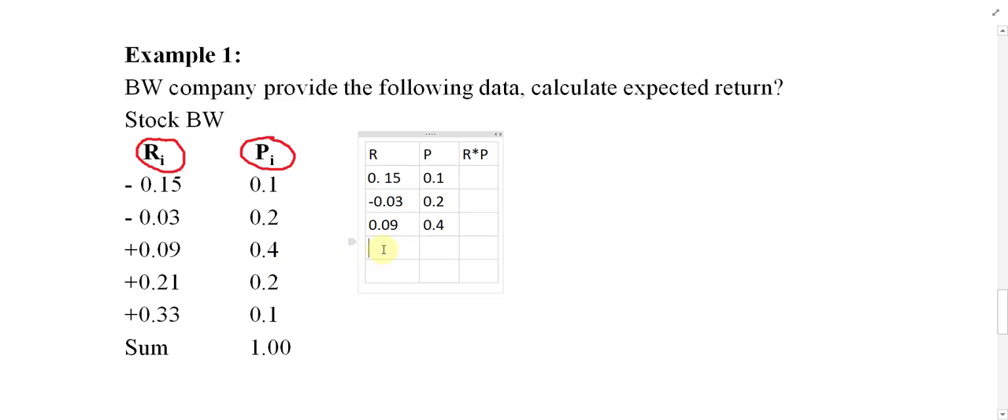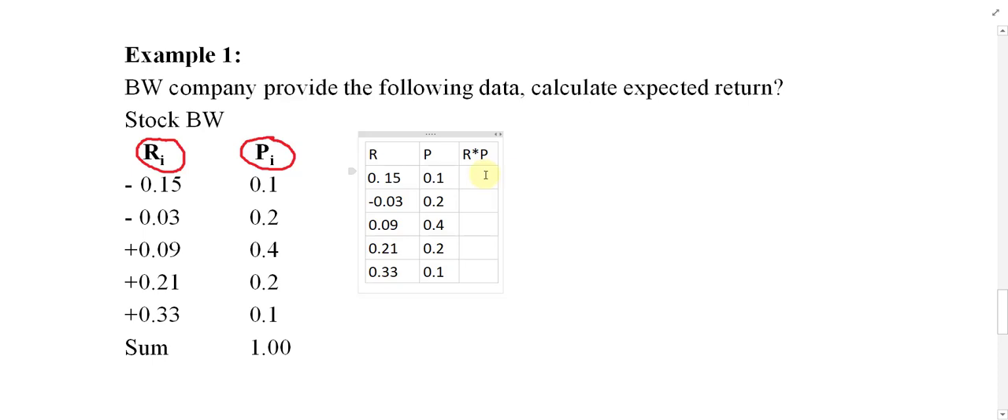The next R is 0.21. And how much is this one? It's 0.2. It isn't in the decimal, not a big issue. You can find it. And the last one is 0.33. And this one is 0.1. I have provided.